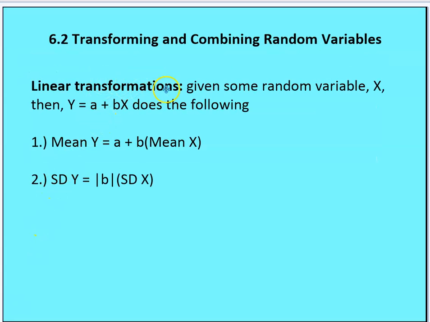All right, so when we have some linear transformation, we're given some random variable x, then y is equal to a plus bx. It does the following to the mean and standard deviation. The mean of y is equal to a plus b times the mean of x. And the standard deviation of y is equal to b times the standard deviation of x.